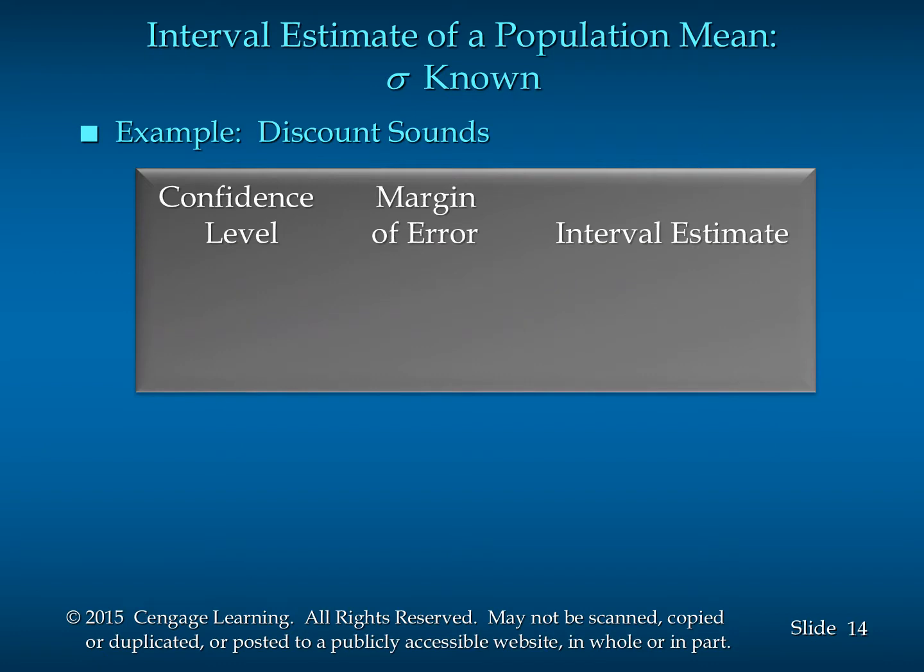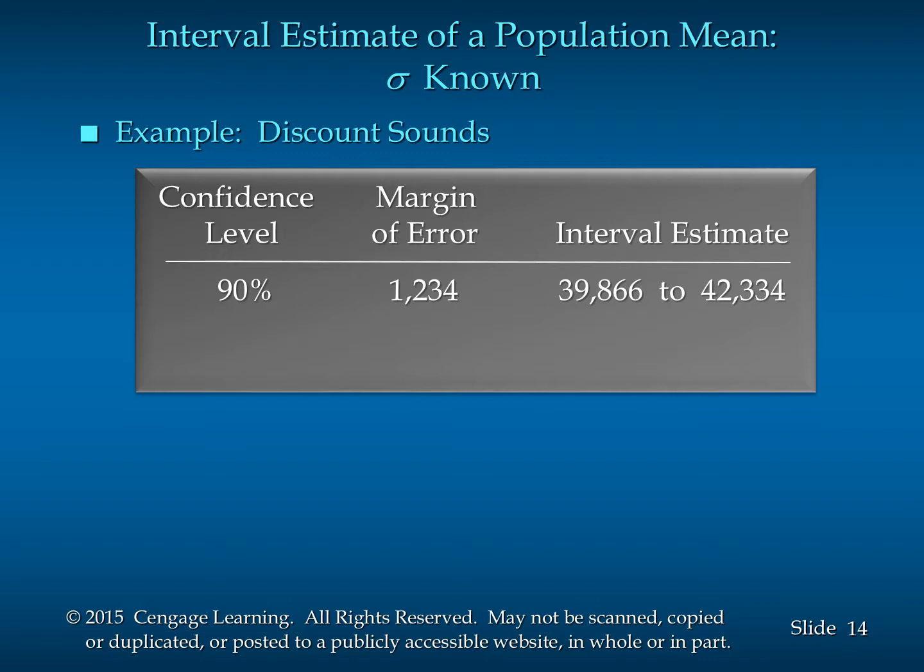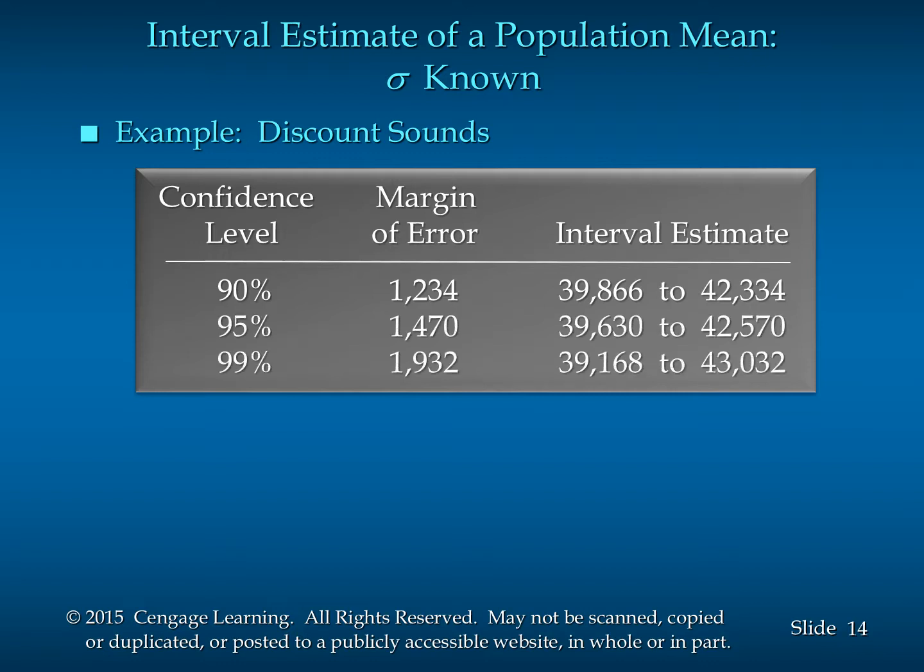If we repeat this calculation using different confidence coefficients, we see that we will get different margins of error. You can see that as you increase the confidence coefficient, the margin of error gets wider, therefore a wider confidence interval. In other words, to be more confident, you need a wider confidence interval.